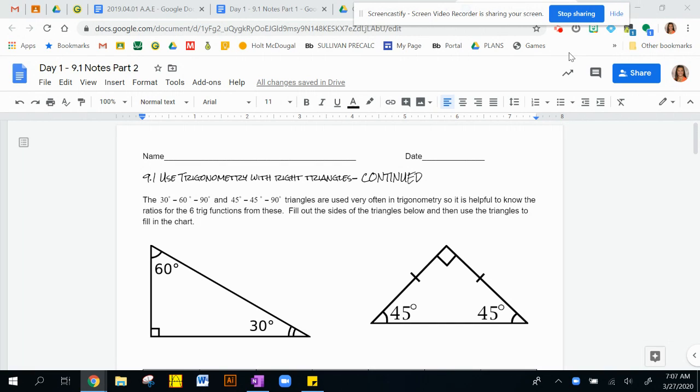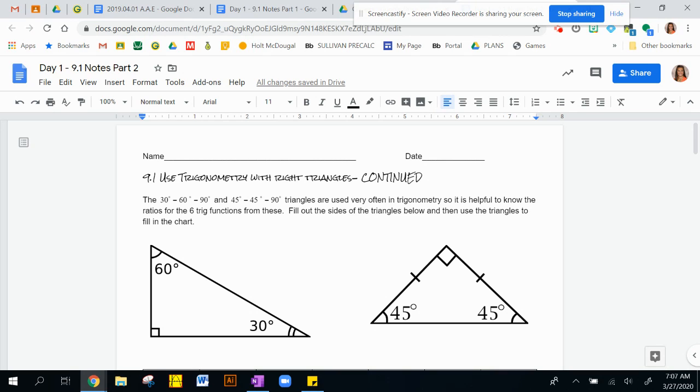All right, guys, so continuing on with 9.1, which is our right triangle trig. I'm going to go through just how to fill out this chart and an example, and then for today, you're going to try out a quiz, hopefully.